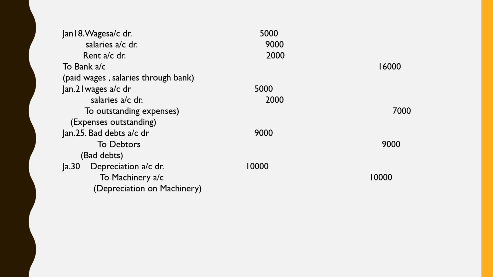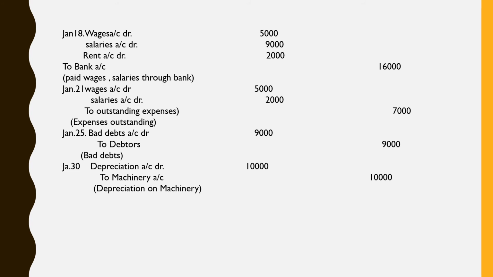Then the next is we have wages outstanding 5,000, salaries outstanding 2,000, total outstanding expenses are 7,000. So we will write wages account debit 5,000, salaries account debit 2,000, to outstanding expenses 7,000.